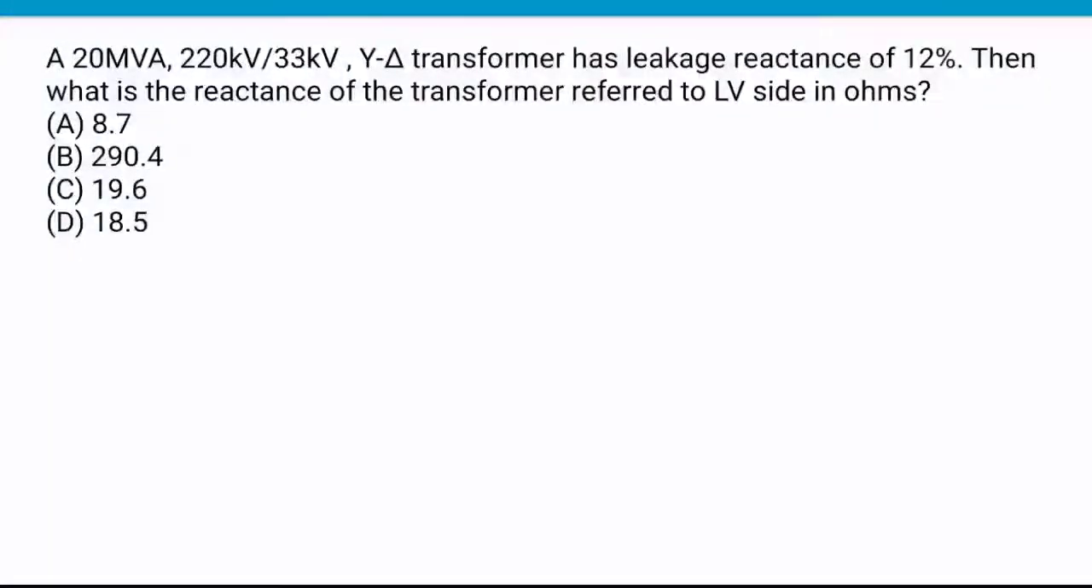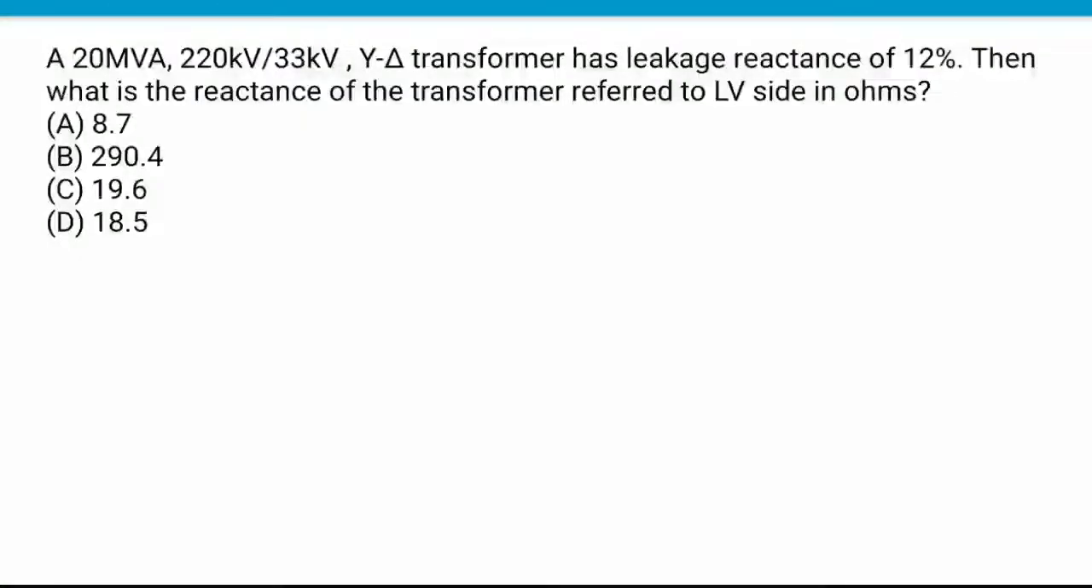Welcome to question bank. Today's question is a 20 MVA 220 kV by 33 kV star delta transformer has leakage reactance of 12%. Then what is the reactance of transformer referred to low voltage side in ohms? So this is the question. This was also a GATE question, and now we'll see what is the solution.